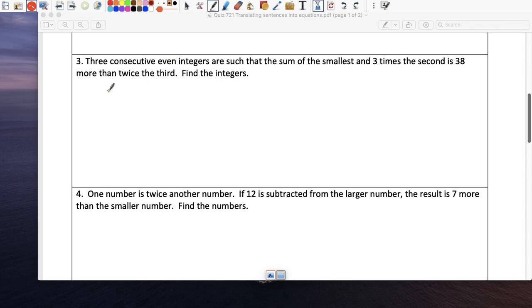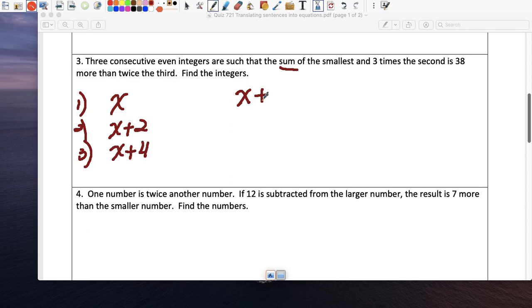3 consecutive even integers. Right after that, let's identify. My first even integer is x. The second one would be x plus 2. The third one would be x plus 4. They are such that the sum of the smallest, which is x, and 3 times the second, which is x plus 2, is equal to 38 more than twice the third, which is x plus 4.